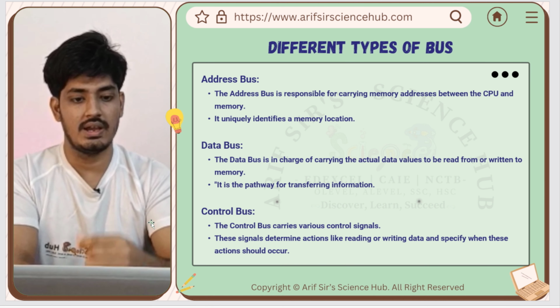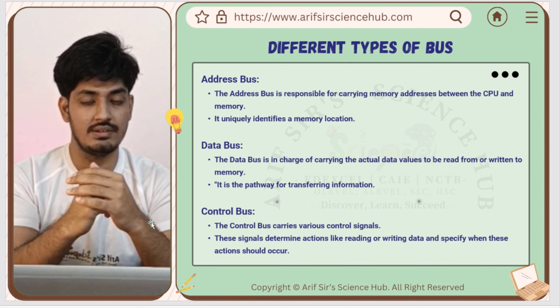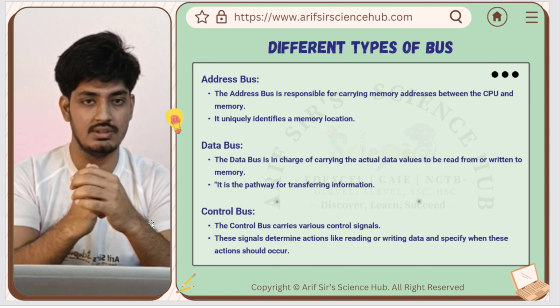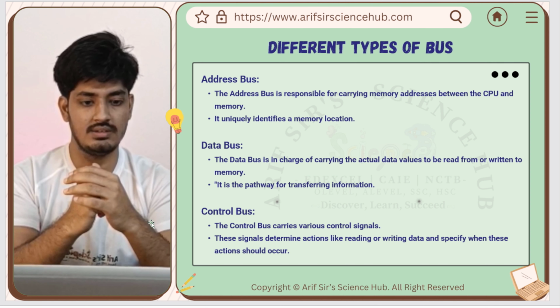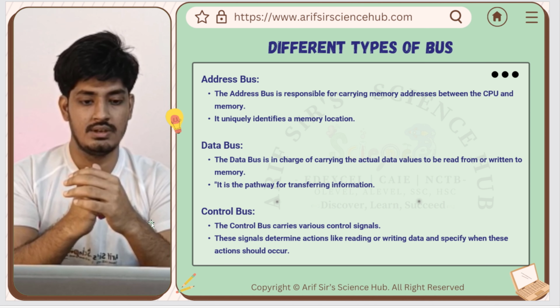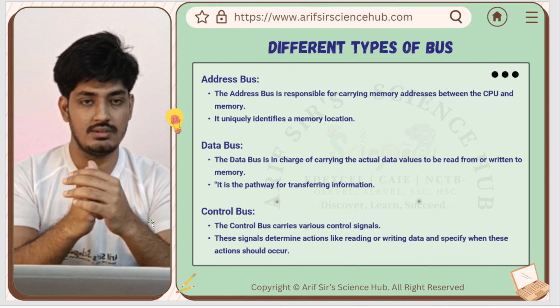First of all, the address bus. The address bus is responsible for carrying memory addresses between the CPU and memory. We know that all of your data or instructions will be stored in a specific location of the memory. That's called the memory address. The address bus will carry the memory addresses where the exact data will be stored, and it uniquely identifies memory locations. The data bus is in charge of carrying the actual data. That means it will carry the actual data or instruction that we want to store or fetch from the memory, and it helps us to read or write the data. It is the pathway for transferring information or instructions.